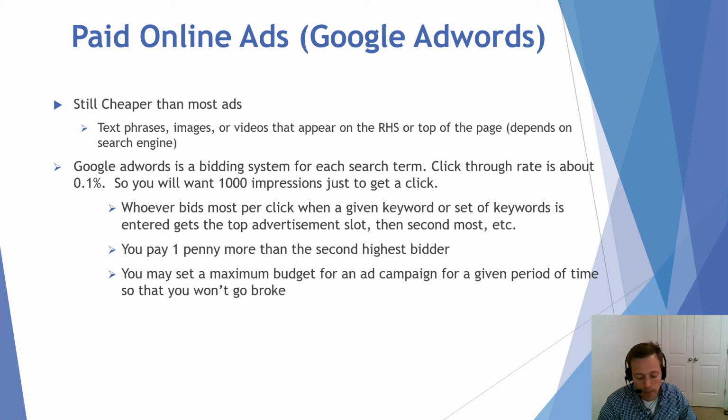And it may be text, it may be an image or video. Those are more expensive, and these things appear either at the top or the top on the right-hand side of the page, depending on the search engine. So Google AdWords is a bidding system for each search term, and once people Google you, the click-through rate is quite low, because if most people are like me, they skip those paid ads.